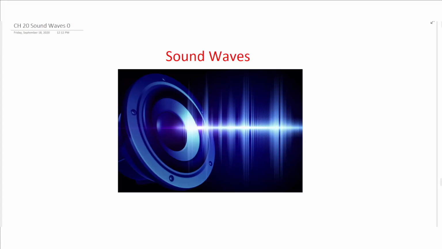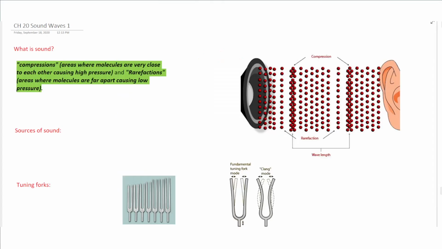Now we're going to talk about sound waves. In sound waves, you need to define the sound wave as the compressions and rarefactions of particles. A compression is a region where particles are very close to each other and have high pressure. A rarefaction is a region where the particles are far apart from each other and have low pressure.